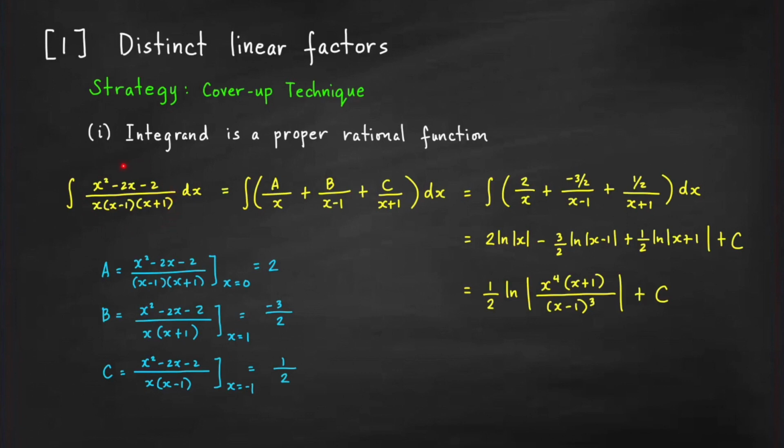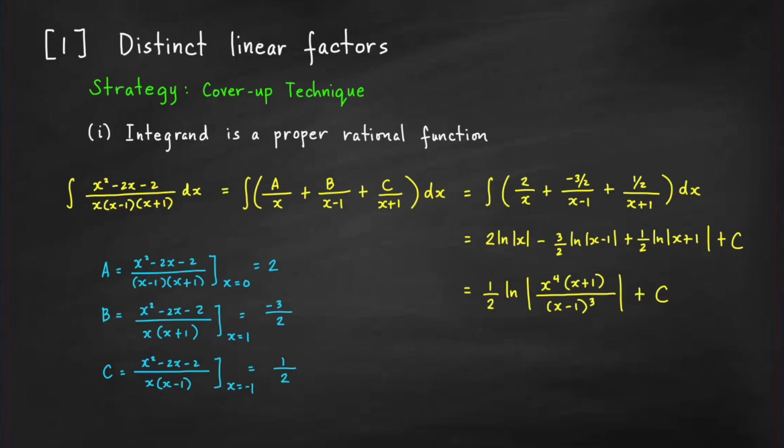This is a proper rational function because the degree of the numerator is 2, the degree of the denominator is 3, and we have here distinct linear factors. We have x, x minus 1, and then x plus 1. And we know that the partial fraction decomposition of this rational function is given by a over x plus b over x minus 1 plus c over x plus 1, where a, b, and c are real constants.